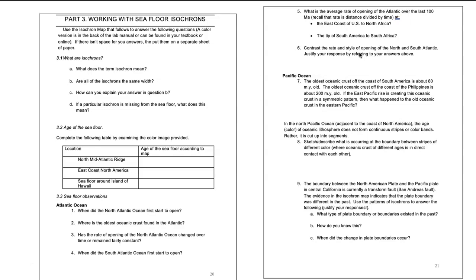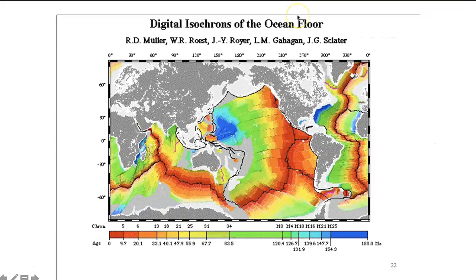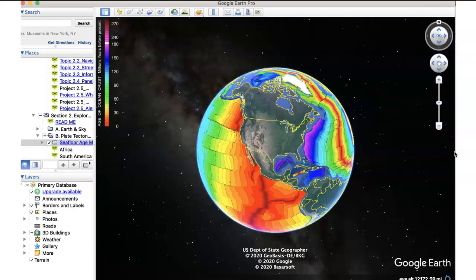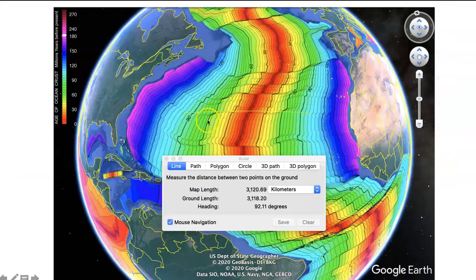So we used this equation in our last lab. The one problem is trying to estimate where the 100 million year isochron is, which is somewhere in this green area, and then measuring this distance is a bit tricky. So I'm going to help you out. This is from Google Earth, and there's a special program on Google Earth that shows you isochrons of the seafloor, and of course I have that, right? So let's zoom in to the North Atlantic, and I have drawn a line from the 100 million year isochron on the east to the 100 million year isochron on the west, and these numbers are millions of years, and this gives me the map length.